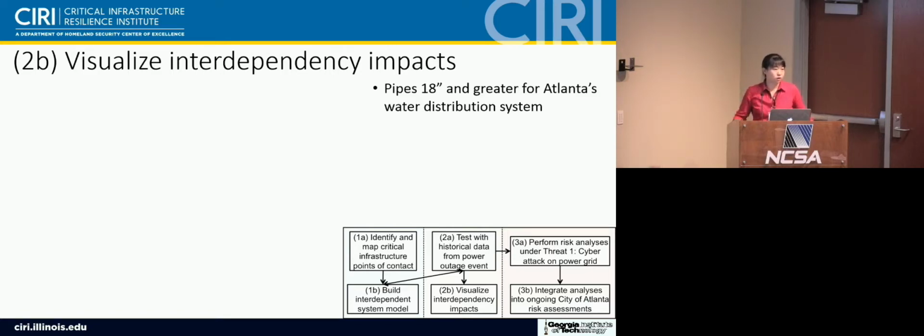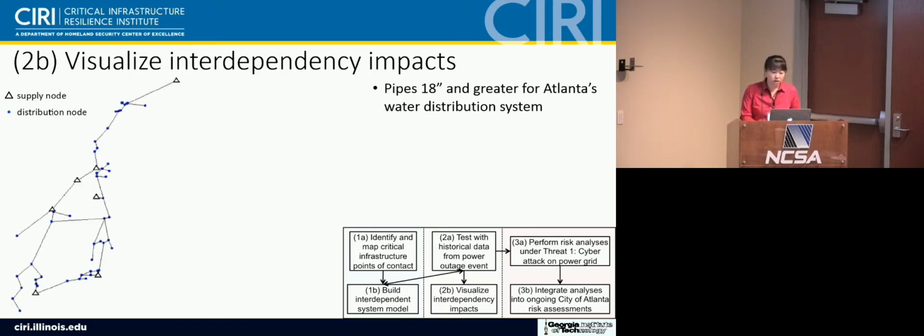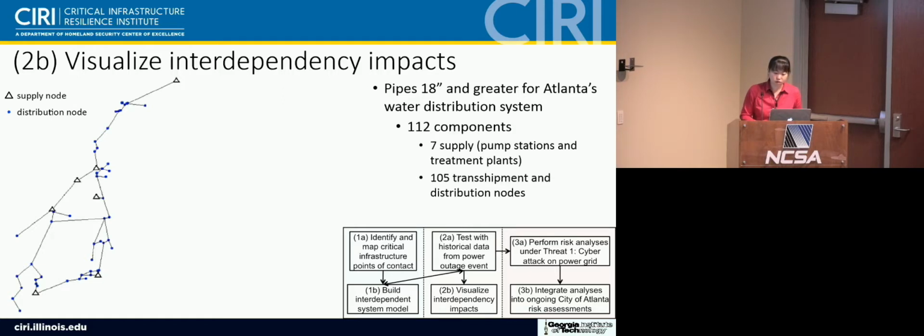So here is where I'm going to show the specific nodes and the number of links that we have. So we looked at pipes that were 18 inches and greater for Atlanta's water distribution system. So here's a graph of the supply nodes as the triangles, distribution nodes as those blue circles. So this is 112 components. So there's 7 supply stations, which includes pump stations and treatment plants, 105 what we call transshipment and distribution nodes. So this is where it goes from supply to more distributed supply of water, and then there's 244 links that connect all of these things together.